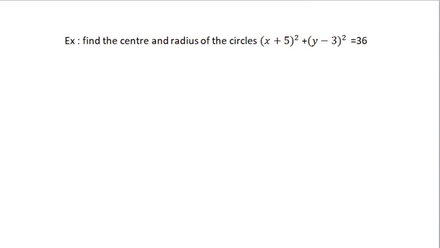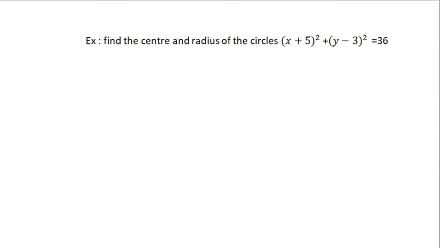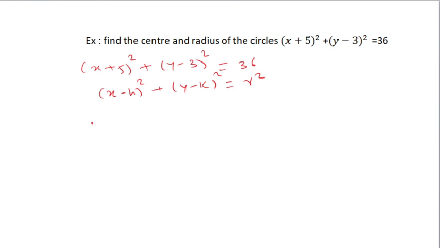So what is the example here? Find the center and radius of a circle. What is the equation here? The equation is x plus 5 square plus y minus 3 bracket square is equal to 36. Compare with the standard equation x minus h bracket square plus y minus k bracket square is equal to r square. Now this is x minus h, that is 5, y minus k, that is 3, and r is the root of 36, which is 6.